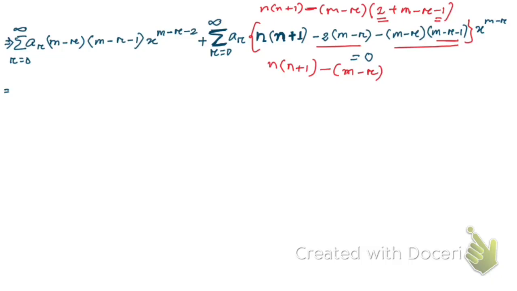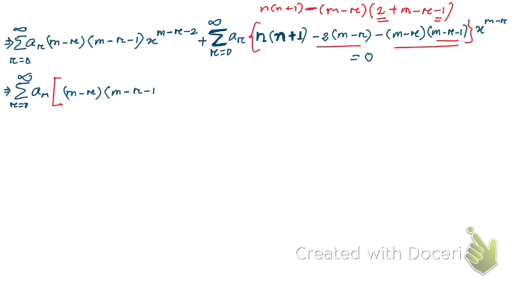minus r, m minus r plus 1. That's what we're going to have, right? So I hope you have understood this. Let me write it now. So what we have got here, this equation is going to be equal to this form.